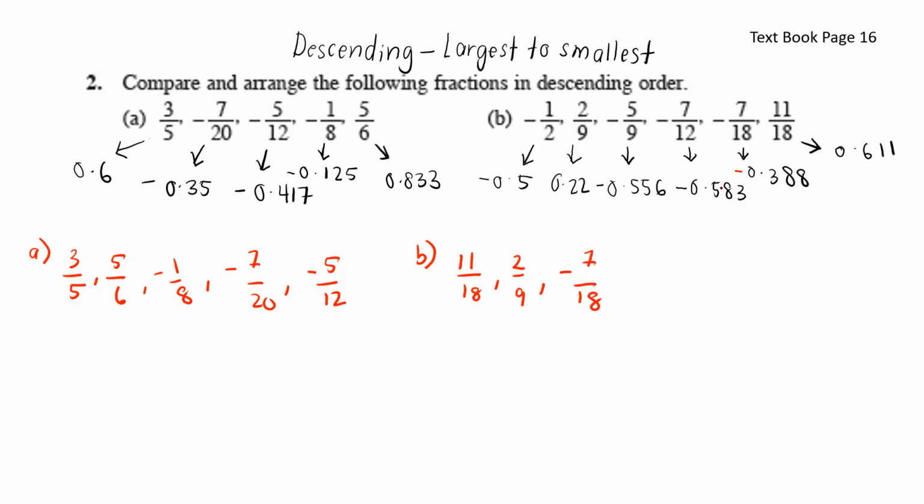And then negative 0.5 for negative 1 over 2. And negative 0.556 for negative 5 over 9. Lastly, we have negative 0.583 for negative 7 over 12.